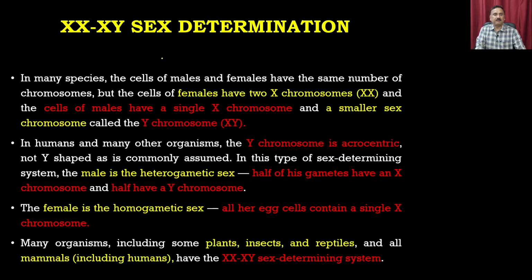Then the second type of mechanism is the XX and XY. So this is the most popular one, which is happening in many types of organisms, including humans, right?